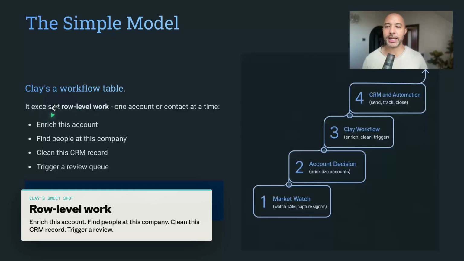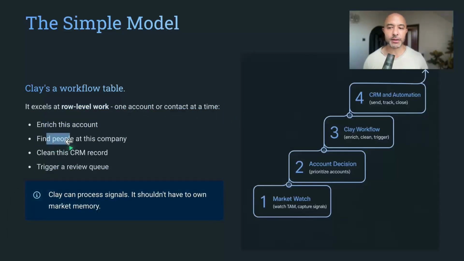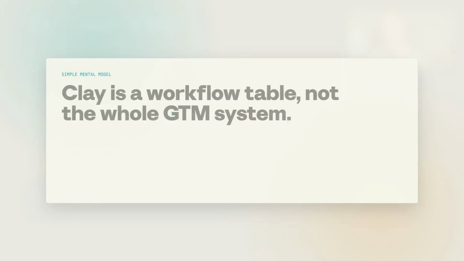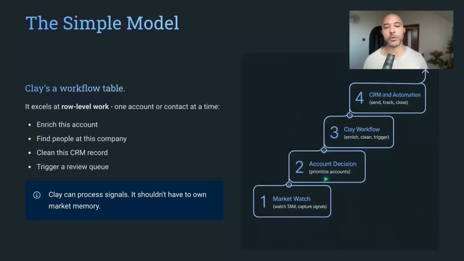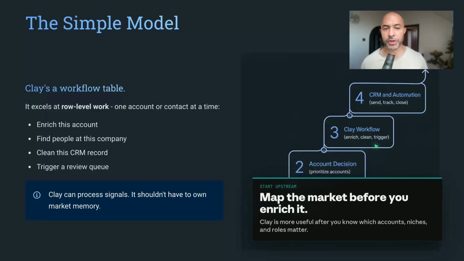So let's get into a simple framework for understanding Clay and how it might fit in for your workflow. Clay really excels at row-level and column-level work: enrich this account, find people at this company, clean the CRM record, etc. Typically with clients, we map the total addressable market, the TAM, as we call it. We start from there, and then we qualify or prioritize accounts. Then we can use Clay for enriching, cleaning, and finding relevant triggers.